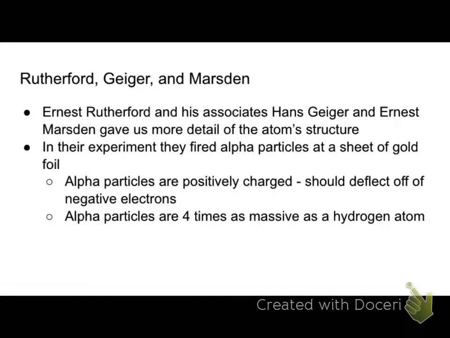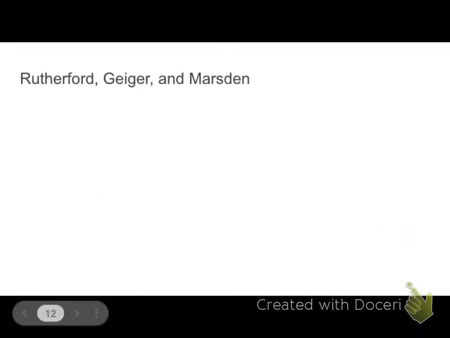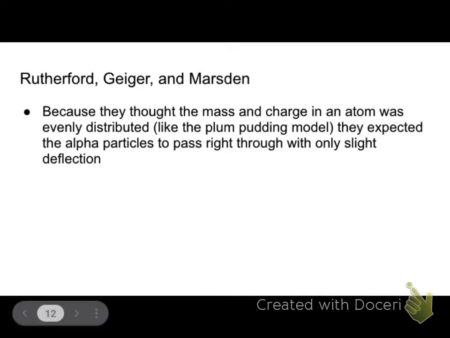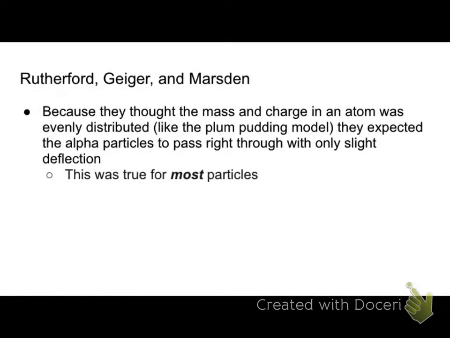They expected these particles to go through like it's a plum pudding. Everything's evenly spread out. So when they encounter an electron, they'll deflect a little bit. When they don't encounter an electron, they'll pass straight through. That's what they were anticipating happening. But most particles did experience this.